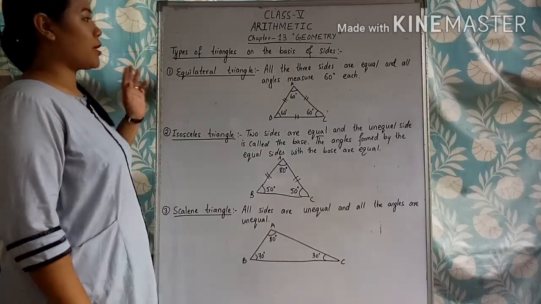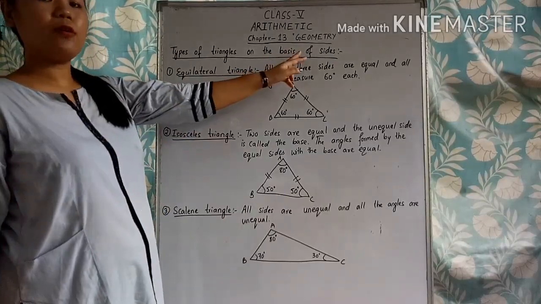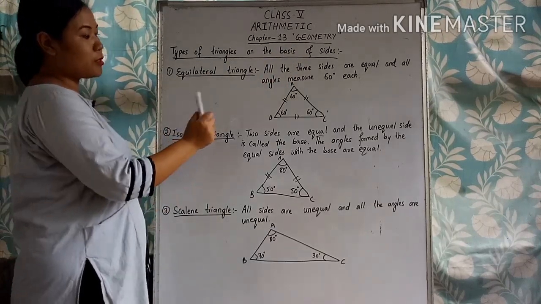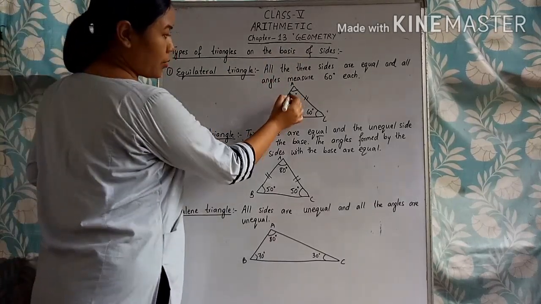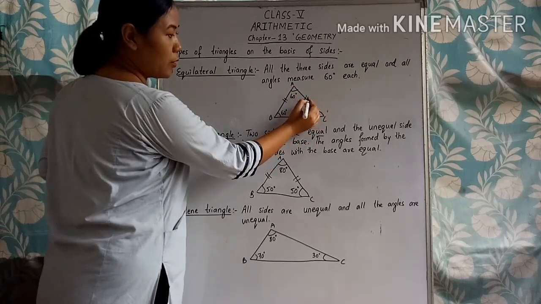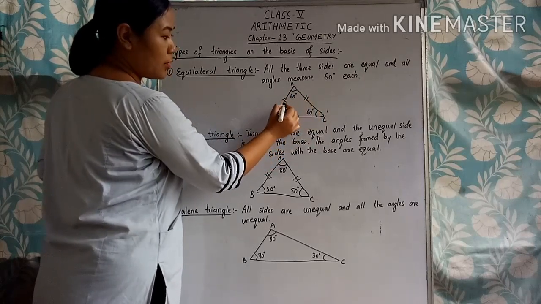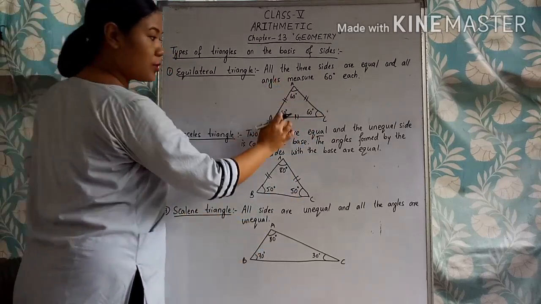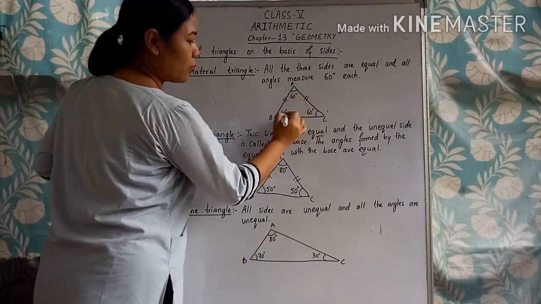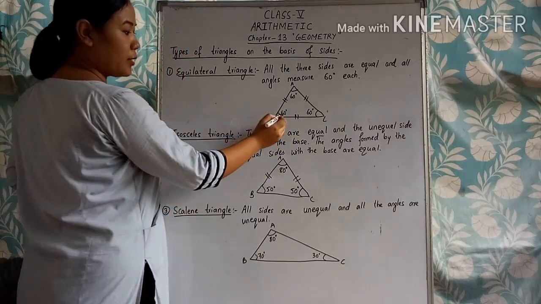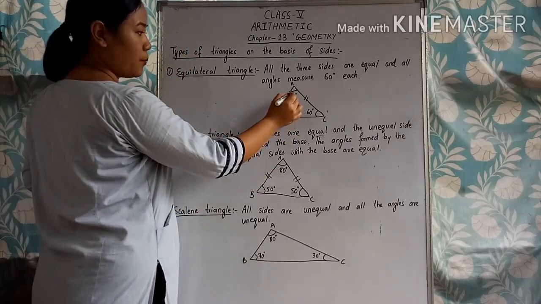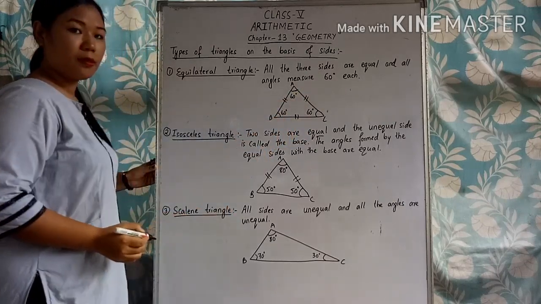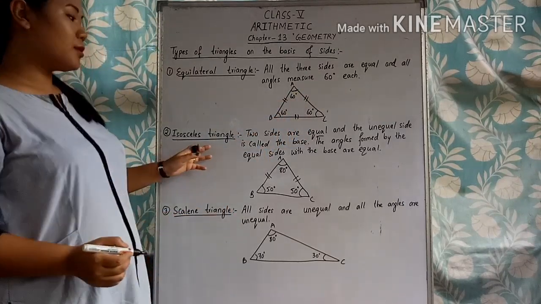Now we will see the types of triangles on the basis of sides. First is the equilateral triangle. In an equilateral triangle all the sides are equal. So this shows that all three sides are equal. So since all three sides are equal, all the angles are also equal. So the angles are 60, 60, 60. Clear?